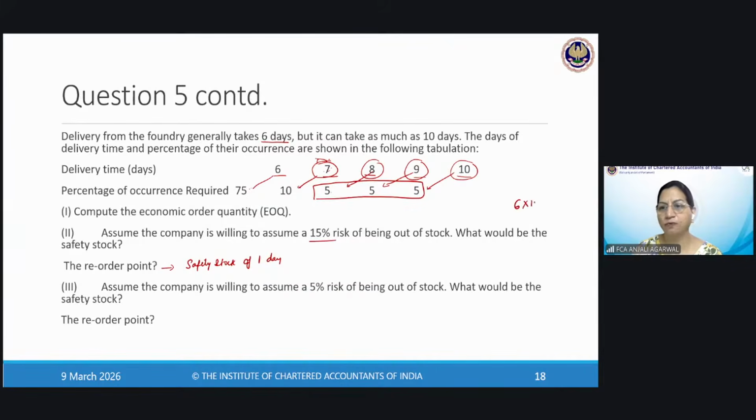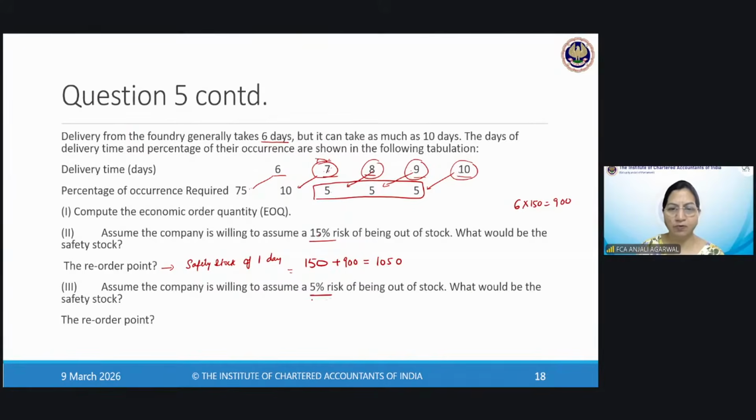6 into 150, 900. But if you're taking 15% risk, that means you are not prepared for the 8th, 9th, 10th day, but you are prepared for the 7th day. So you're keeping a safety stock of one more day. So 150 is the safety stock and reorder level becomes 150 plus 900, 1050.